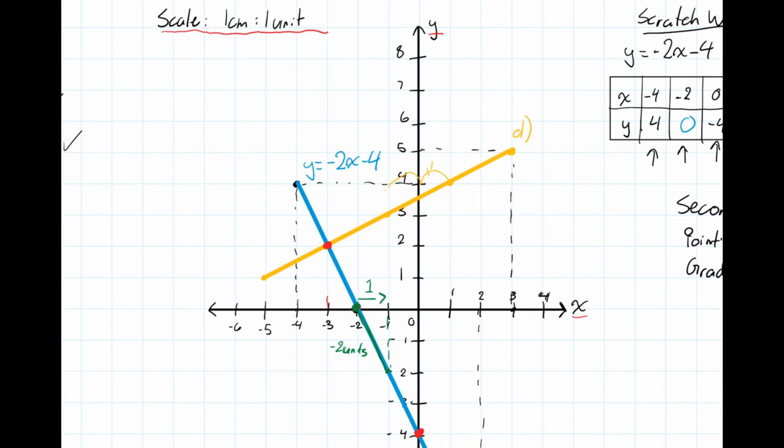You could use a line to trace it just in case you're not sure. On the x-axis, we have -3. On the y-axis, we have 2. So that means they intersect at the point -3, 2. And that's going to be the answer for part E.